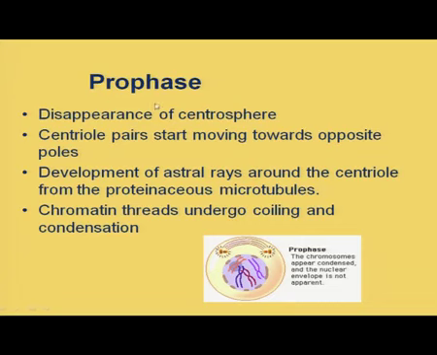Now, we can see what happens in each of these stages, what are the changes, what are the events that take place in each of these stages of karyokinesis. First one, that is prophase. Here you can see the diagram. Go through this diagram and try to identify the changes, the events, the characters.